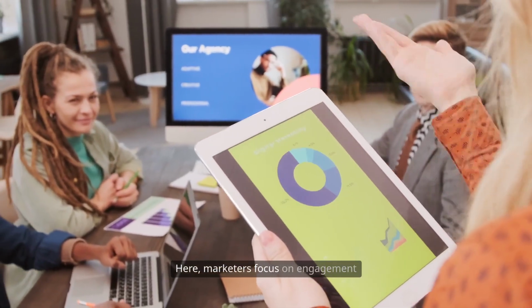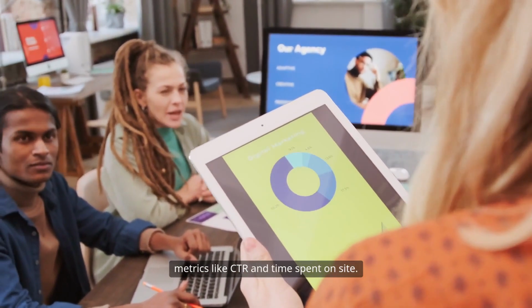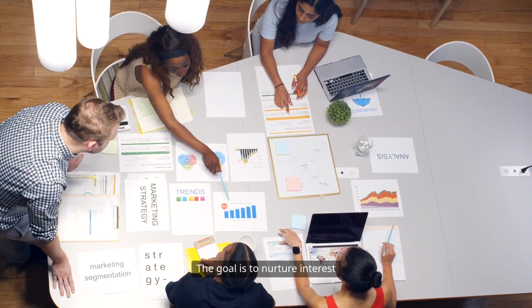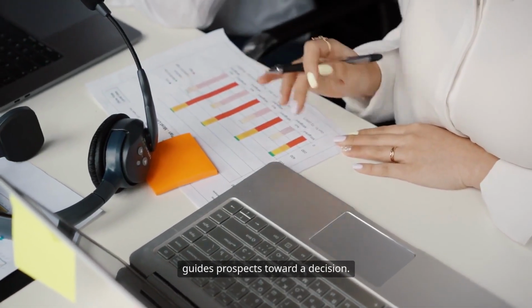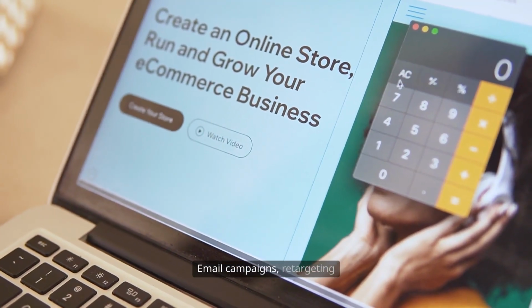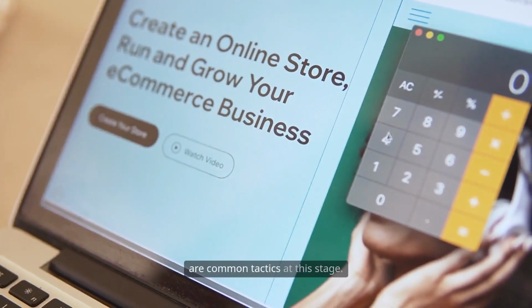Here, marketers focus on engagement metrics like CTR and time spent on site. The goal is to nurture interest and provide valuable content that guides prospects toward a decision. Email campaigns, retargeting ads, and educational resources are common tactics at this stage.